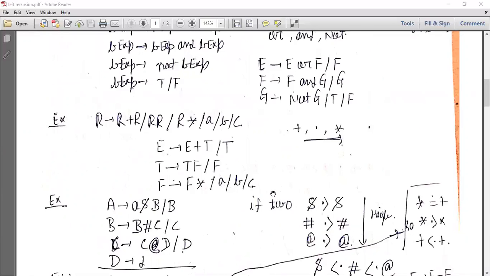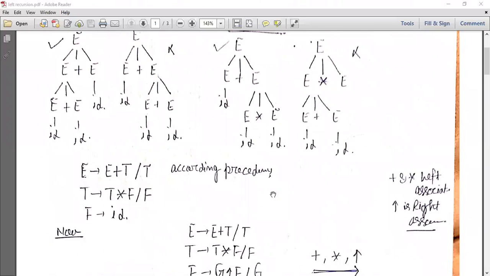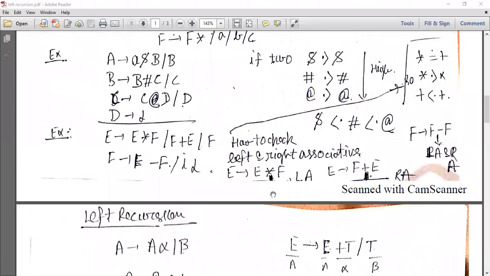Why did we read this topic? We read this topic regarding the grammar. If the grammar is ambiguous, the compiler cannot deal with that grammar. So first we convert that grammar into an unambiguous grammar. When we study parsing, there is a thumb rule: first we check whether the grammar is unambiguous or not. So this topic is important regarding that.